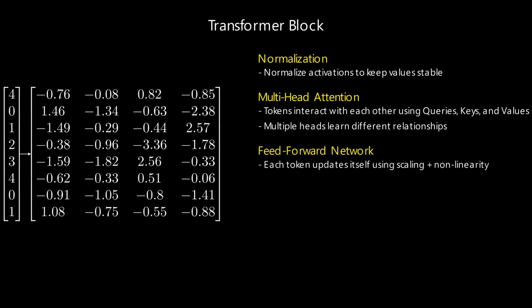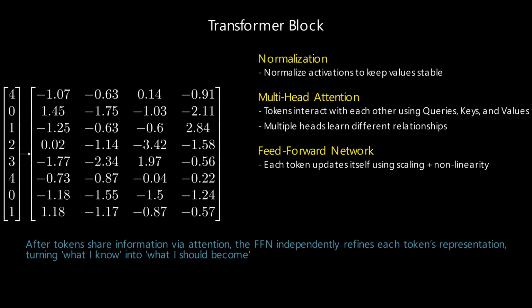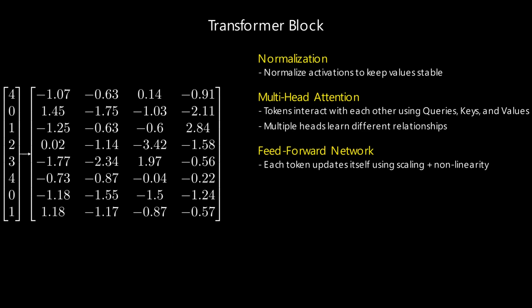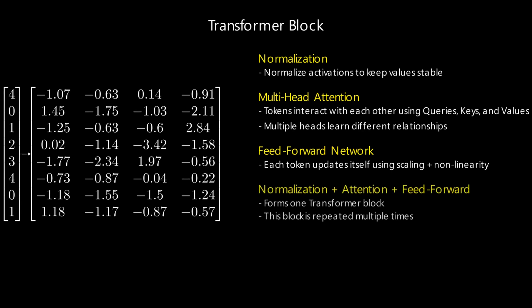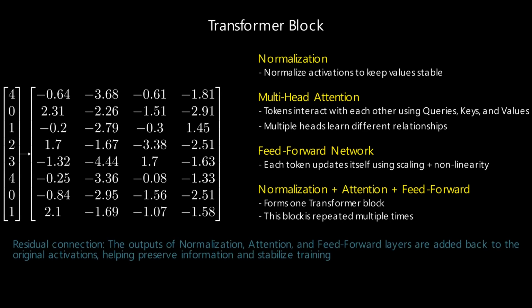The third step is the feed forward network. Here, each token is independently processed through a small neural network. This adds nonlinearity and also increases the model's expressive power. After tokens exchange information through attention, the feed forward network allows each token to further transform and refine its own representation. Together, normalization, multi-head attention, and the feed forward network form one transformer block. This block is stacked multiple times in the model in a single iteration itself.